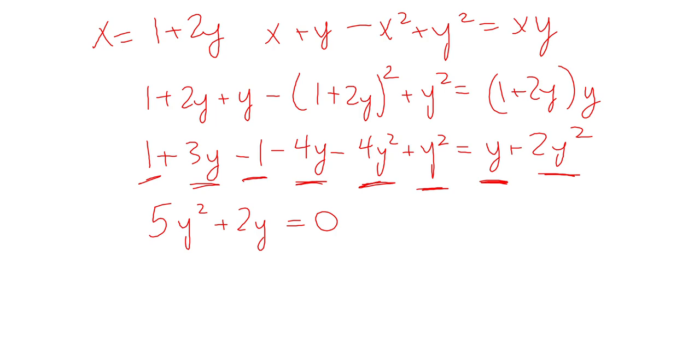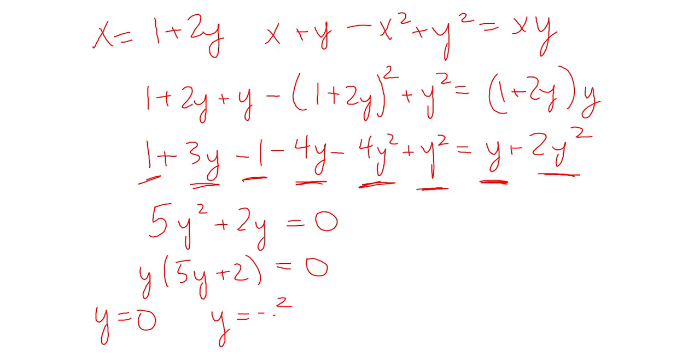So we just end up with 5y squared plus 2y equals 0, which gives us y times (5y plus 2) equals 0, yielding two different possibilities, y equals 0 and y equals negative 2/5, which we'll need to then take each of those values and plug them back into our original equation to see if we get any x values. So that'll be our next step. We'll start with y equals 0.